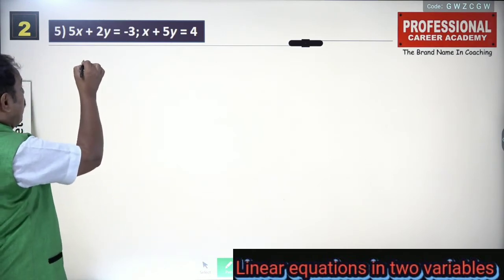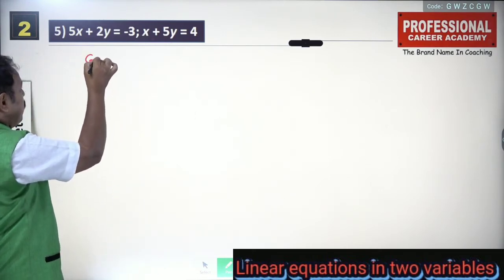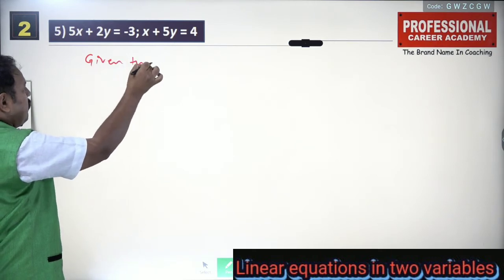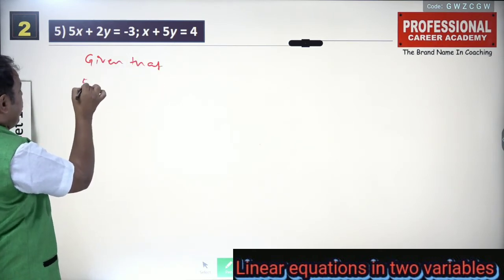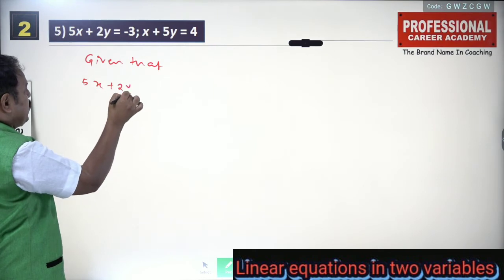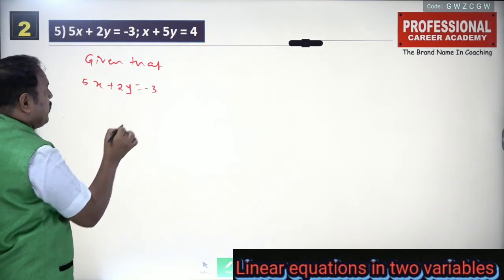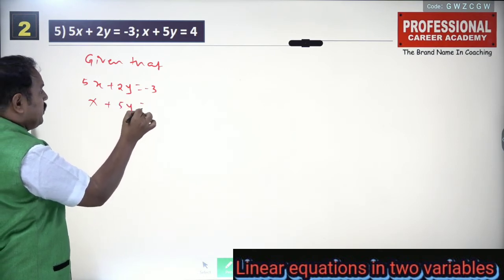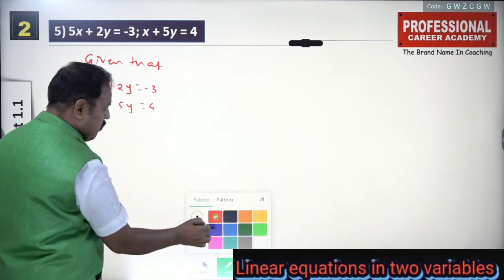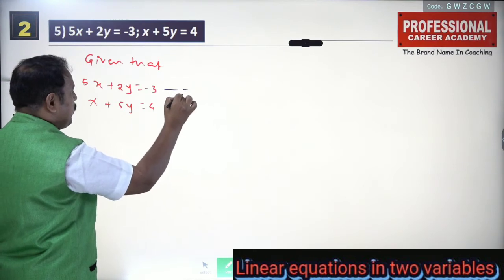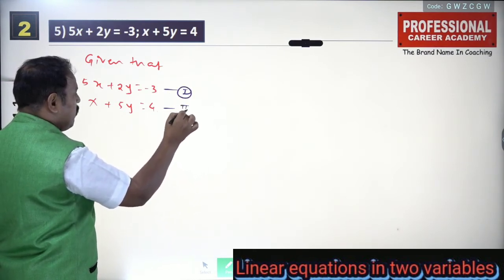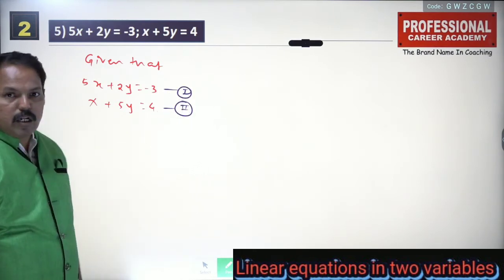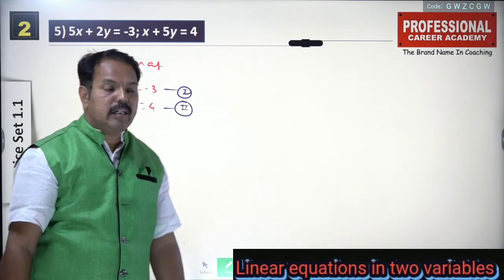Let us take equations 1 and 2 once again. Given that 5x plus 2y is equal to -3 and x plus 5y is equal to 4. This is equation number 1. This is equation number 2. Right? See here.